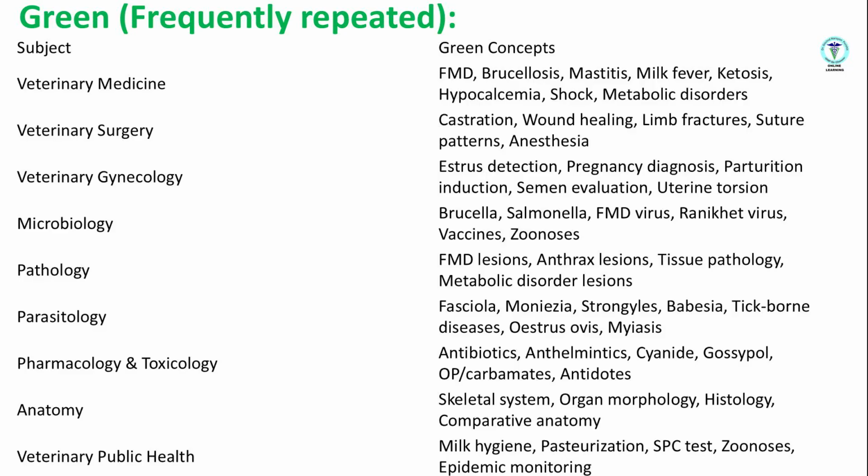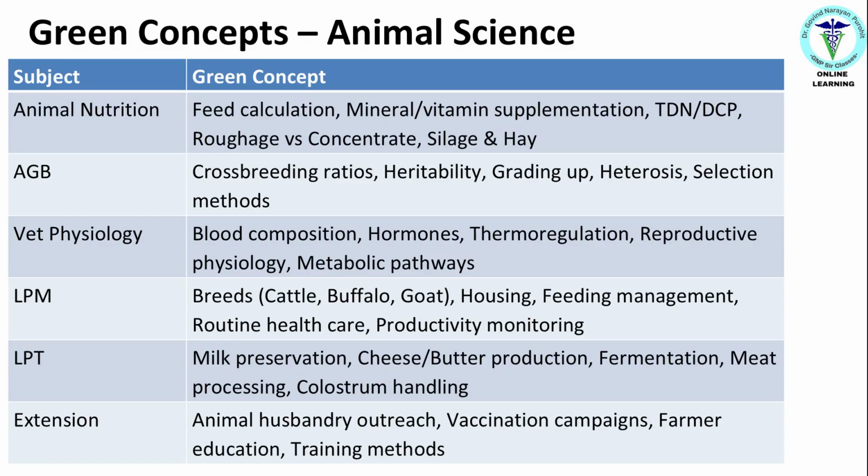These are high-frequency topics repeated across all three papers. Mastery of green concepts ensures high scoring in veterinary science subjects. High-frequency topics in animal science are critical for LPM, nutrition and feed tech, and breeding. Extension, LPT, and physiology topics are less frequent but still appear regularly.